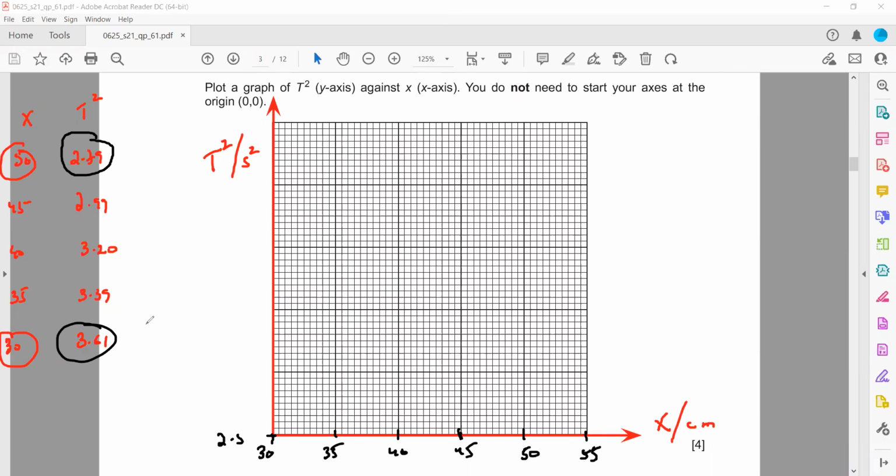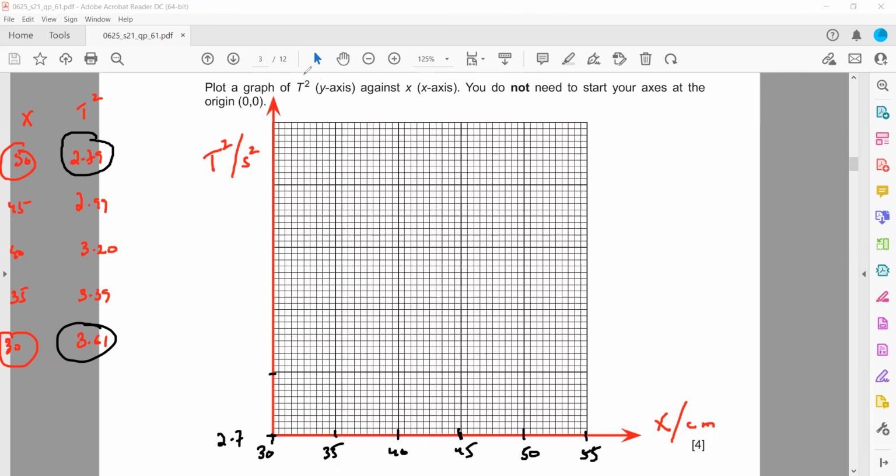And my minimum value is 2.79. So even if I start with 2.7, then 2.8, 2.9, 3.0, 3.1, 3.2, again I'm not getting to 3.6. So this is not the correct scale.